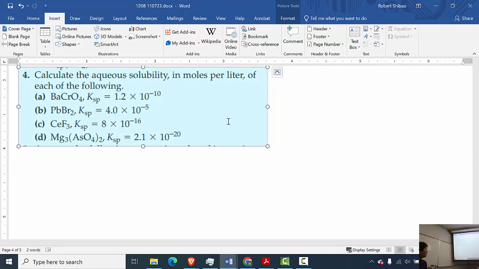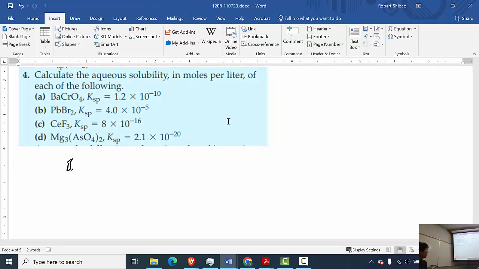So for barium chromate, it's pretty straightforward. If I look at the Ksp equation, I take my barium chromate solid, and then barium chromate solid is going to break up into barium ions and chromate ions. And then the Ksp is going to equal the concentration of barium to the first, Ba2+, and the concentration of the chromate.